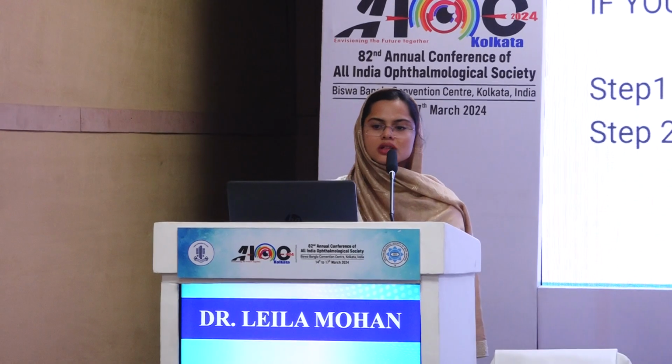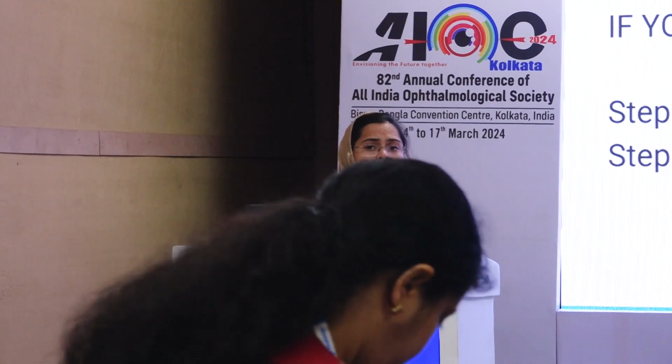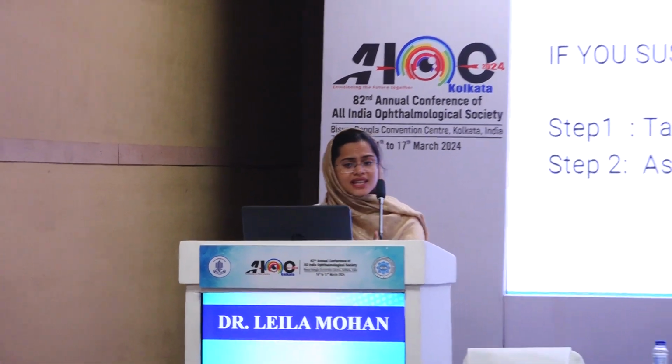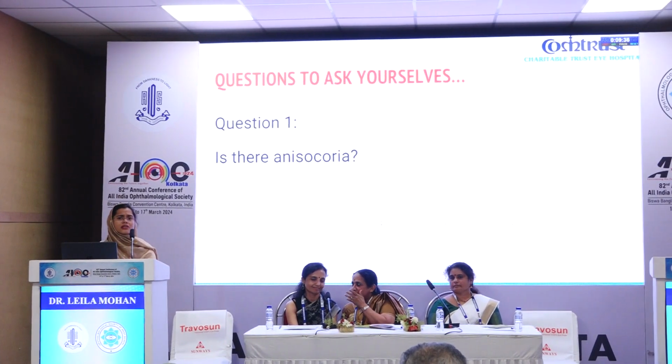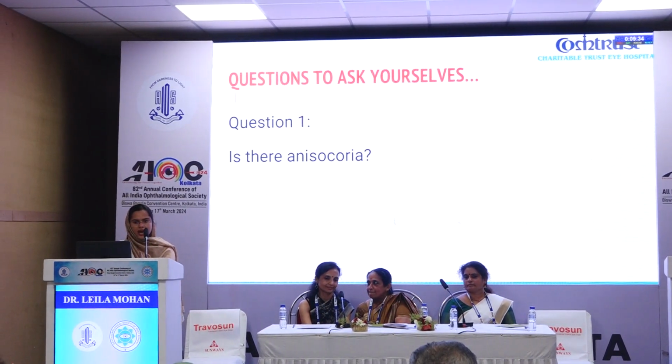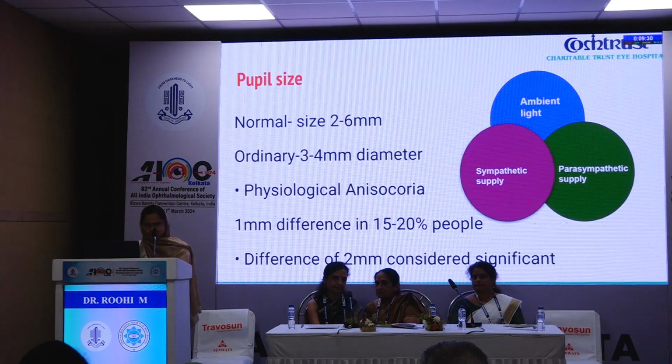Anisocoria, in layman's terms, means the presence of a difference in the size of the right and the left pupils. It is a sign of an abnormality in the efferent pathway. If you suspect anisocoria, the first step is to take a thorough history. The second step is to ask the following questions to yourself. First, is there anisocoria? And second, is the smaller or the larger pupil abnormal?